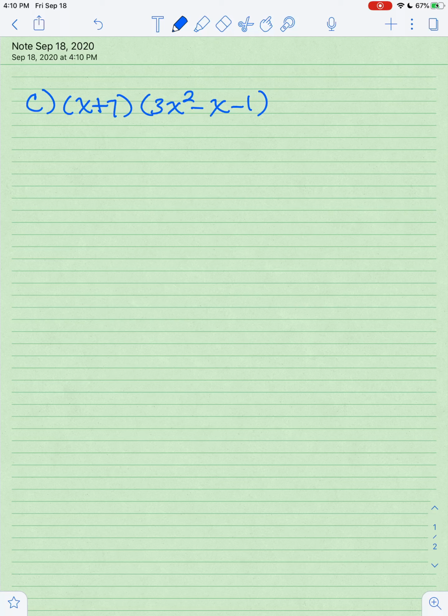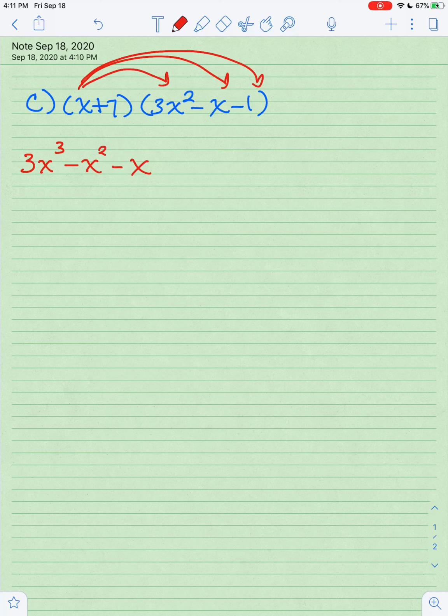And I'm not going to make a box, you can, but I'm going to do this one with just showing you distributive property. So the first thing I want to do is distribute the x to everybody. So I'm going to go x times 3x squared, which is going to be 3x to the third. You remember to add the powers. And then I have to do x times negative x squared. And finally, x times negative 1, negative x. So there's our first 3 terms.